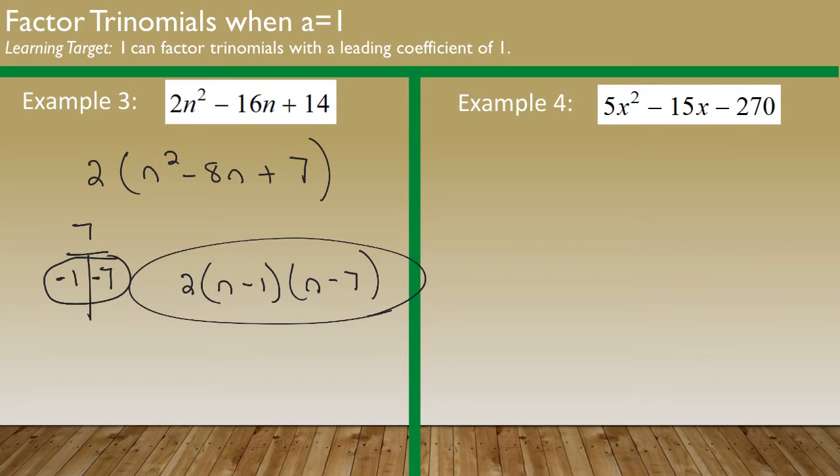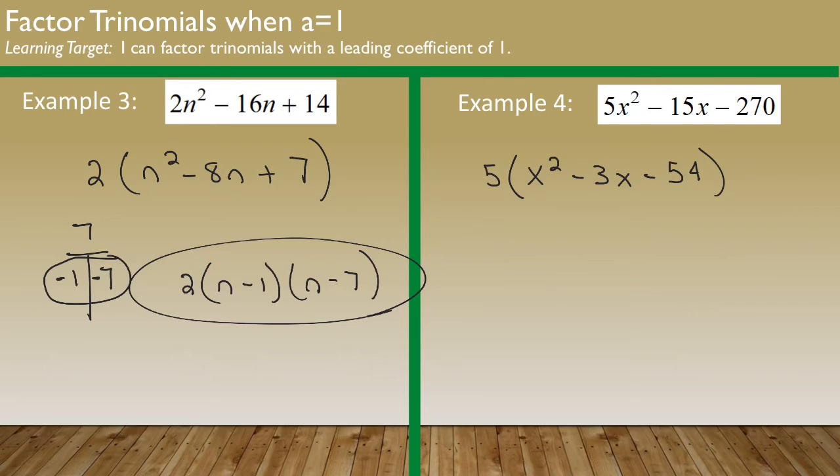And we're done there. Okay, the next one, these can all be divided by 5. So 5 will come out, and then I have x squared minus 3x minus, that's going to be 54.